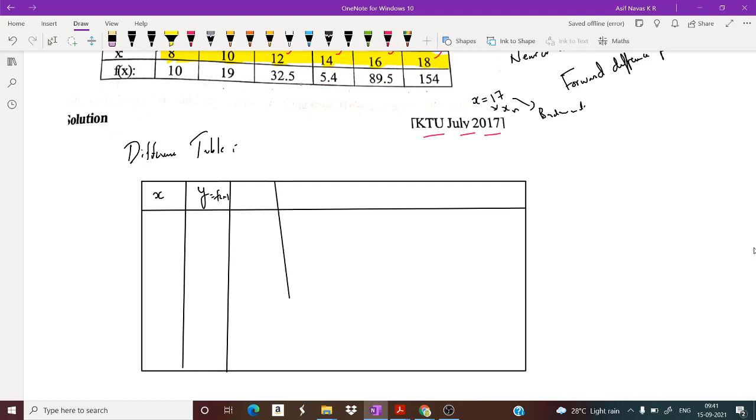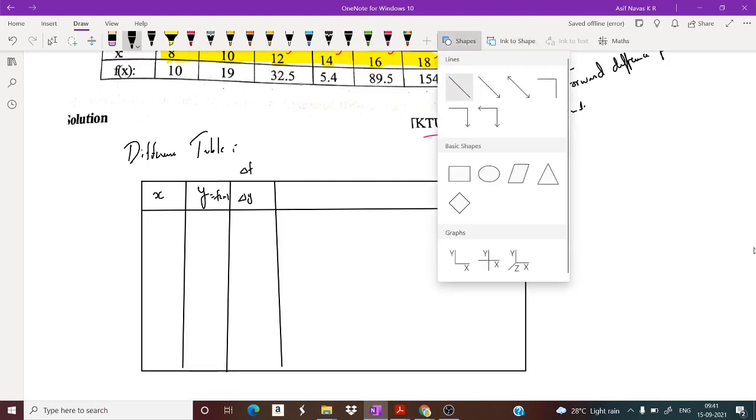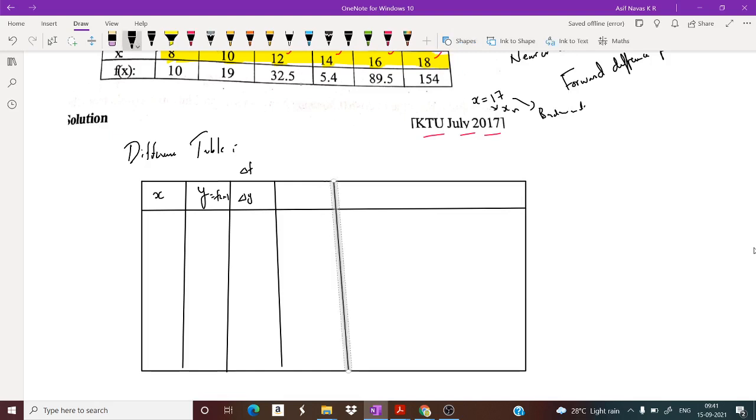Then we will find delta y value, or this is delta f, first difference, forward difference, and second forward difference, delta square y, and next third forward difference, delta cube y. So here 1, 2, 3, 4, 5, 6. At least 5, delta raised to 4y and delta raised to 5y.